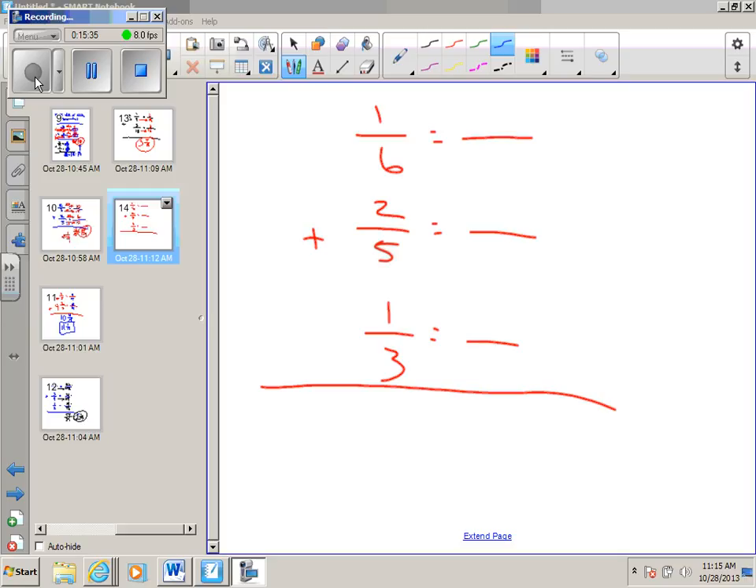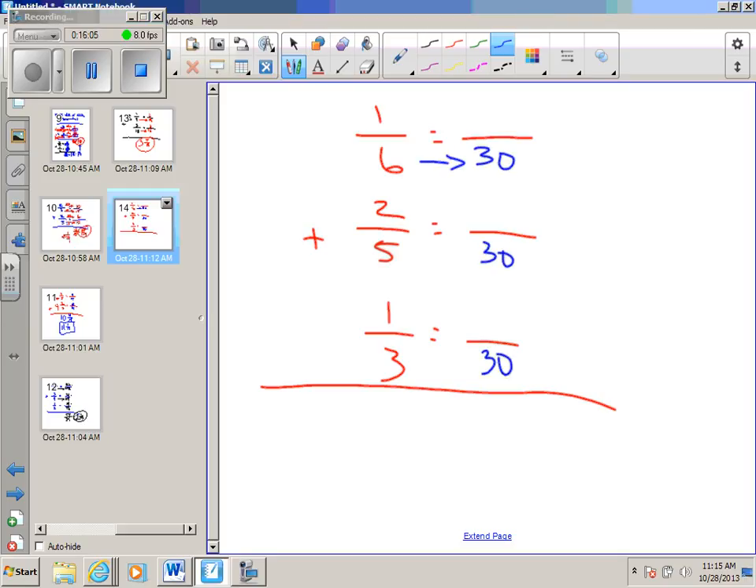Between my 6, 5, and 3, let's work with the 6. Think of the multiples. The one thing you need to take into consideration when you have 5 as one of your denominators, the only multiples that are going to work for 5 is if they end in a 5 or a 0. So when you think of your 6s, 6, 12, 18, 24, 30, 30 works for 5. Does it work for 3? So that's what we're going to use.